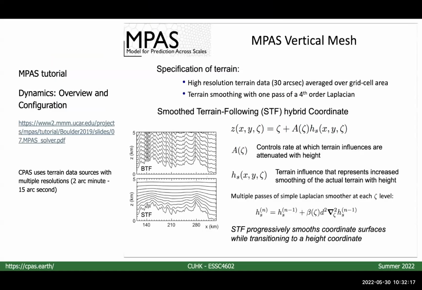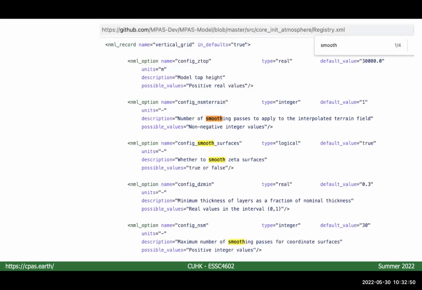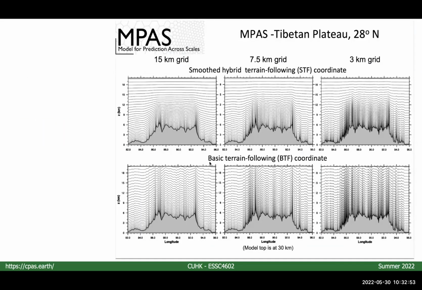So on vertical layers, these slides are taken from the MPAS tutorial. In MPAS and also CPAS, it uses a vertical coordinate called the smooth terrain following (STF) hybrid coordinate. So what is it about? Look at the figure first. It compared two things, one with S meaning smooth, and the other with B meaning basic.